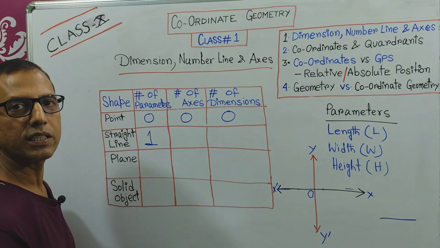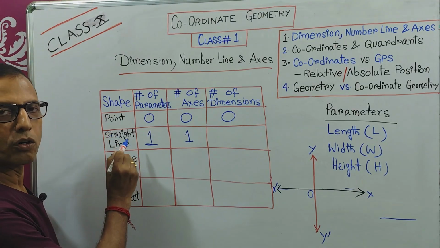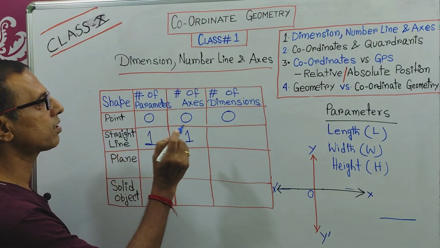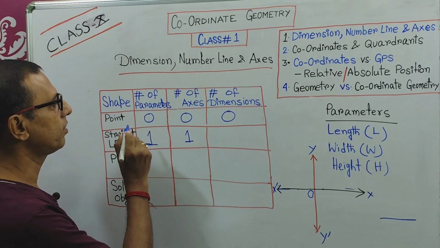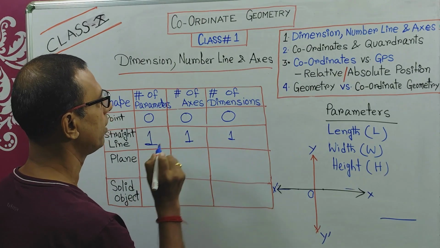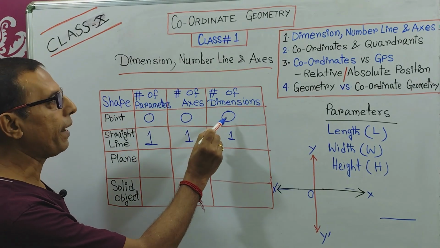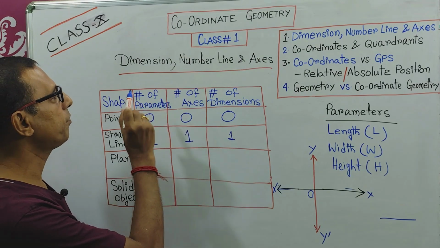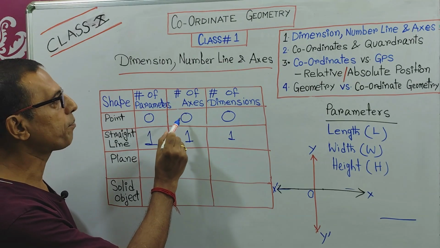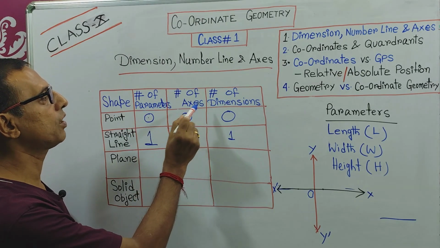Therefore, the number of axes required is also only 1. To specify the position on a straight line, you need just one axis, or only one parameter, length, is required. Therefore, the number of dimensions is also 1. So what you can see is that dimension depends on how many parameters or how many axes it requires to specify a point in that object. So the number of parameters or number of axes equals the number of dimensions.